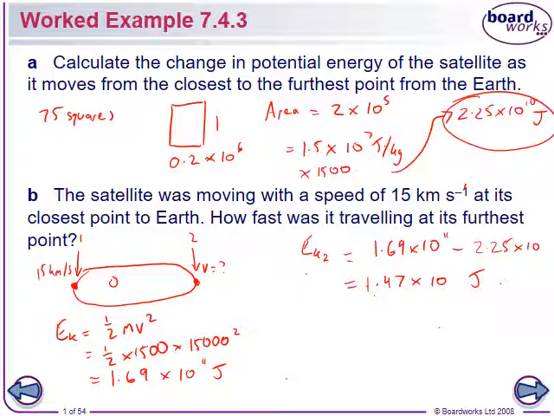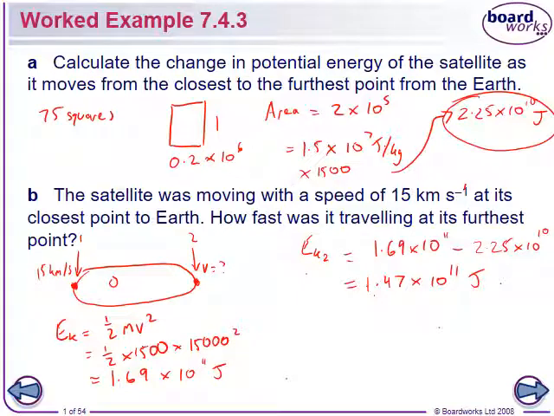Now, given that amount of kinetic energy, you should be able to work out the speed. Yes, that one is 10 to the power of 11, sorry. I'll make that a bit clearer. The one up here is 10 to the 10. So this is its kinetic energy.